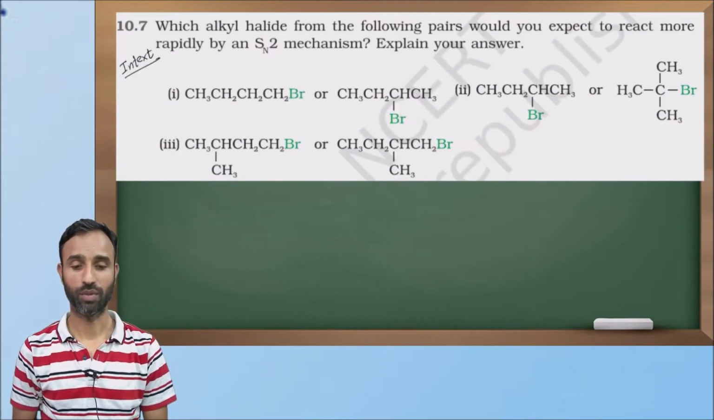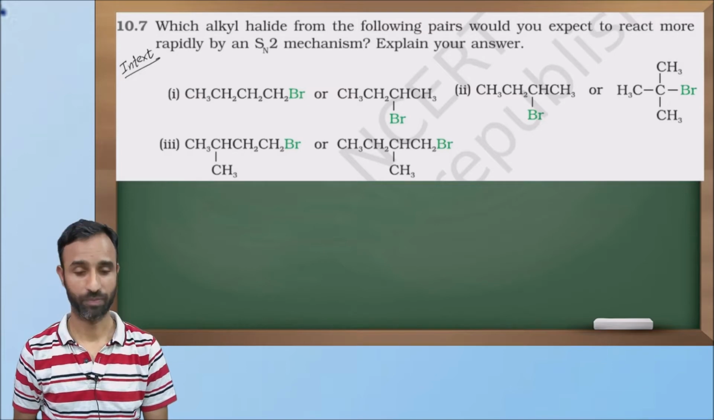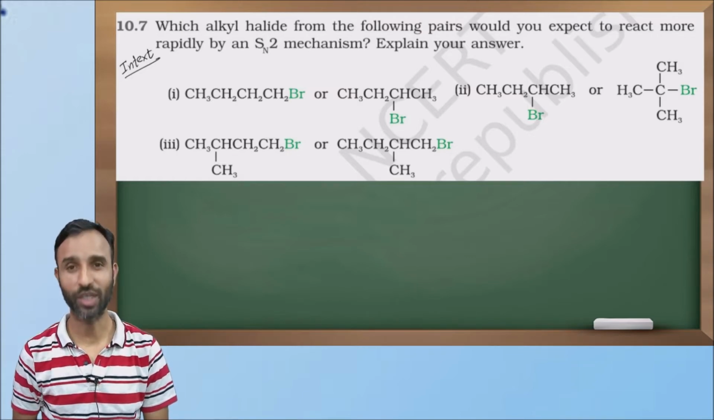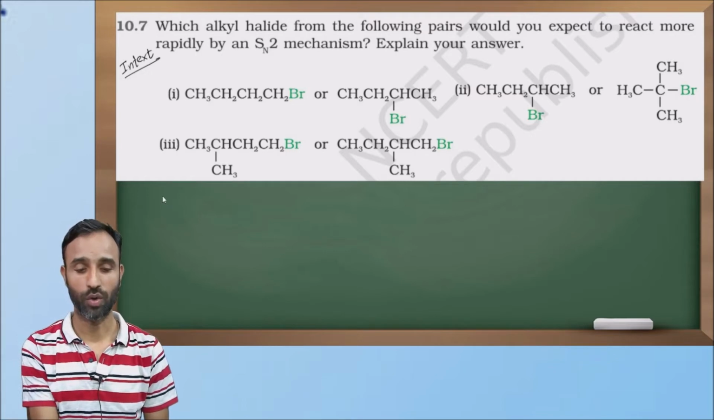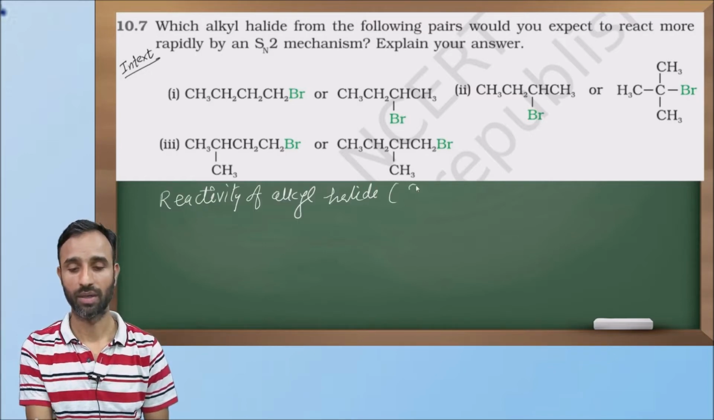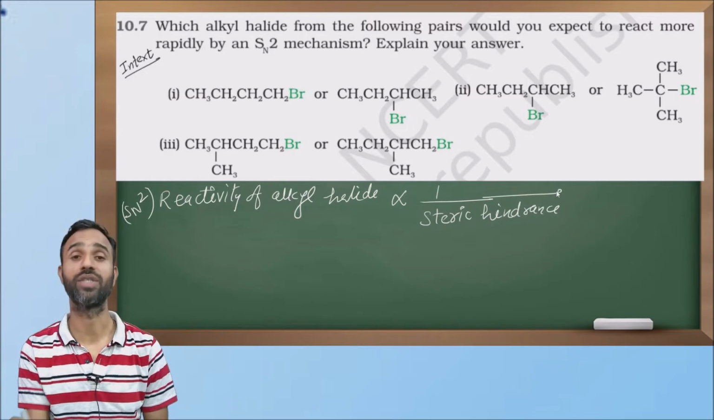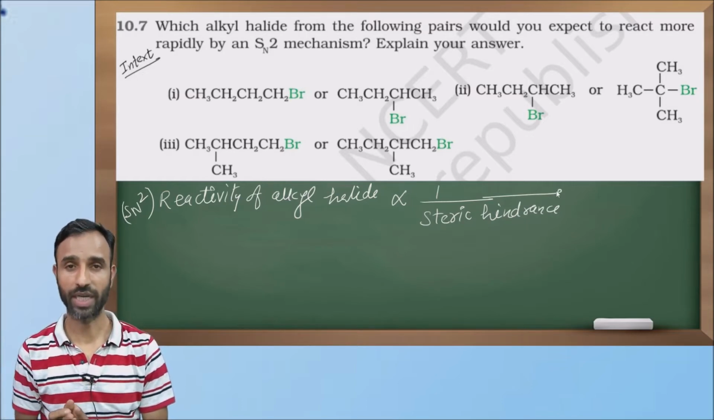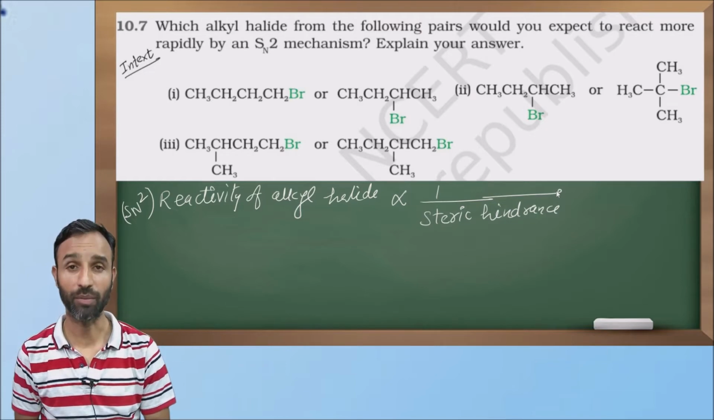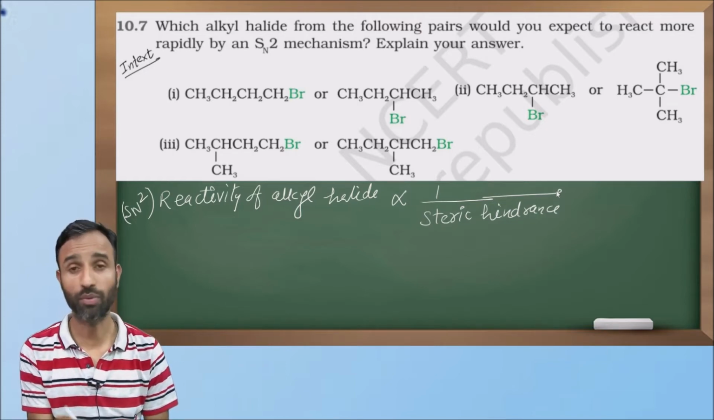Next question. This is in-text question 10.7. Which alkyl halide from the following pairs would you expect to react more rapidly by an SN2 mechanism? So reactivity of alkyl halide is inversely proportional to steric hindrance. More is the steric hindrance, lesser is the reactivity, because in SN2 there is an attack from the back side.